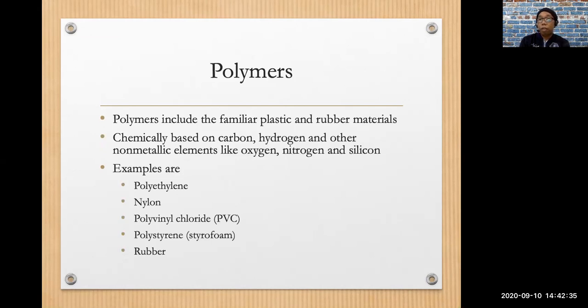And we have the third classification, which is the polymer. Polymers include the familiar plastics and rubber materials. May mga examples tayo dito: polyethylene, nylon, PVC or polyvinyl chloride, styrofoam or polystyrene, yun yung term natin. Yung common name kasi styrofoam, di ba? Rubber. Okay, so these are examples of polymers.